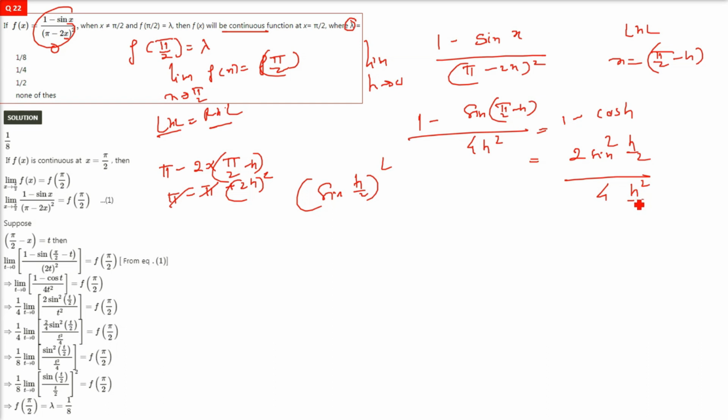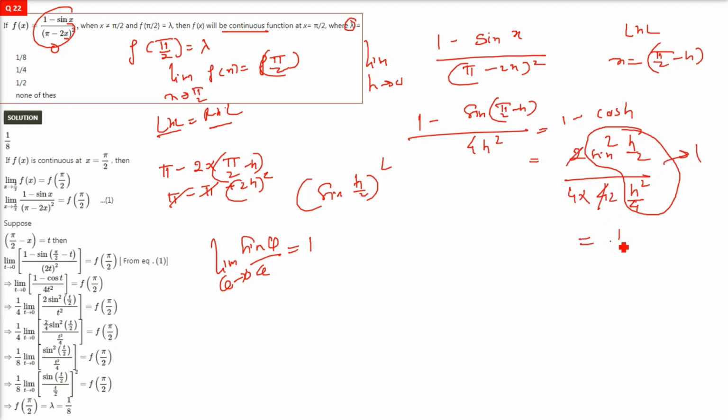Already h square is there, so you have to have a 4 here. And when you introduce a 4, you have to have a 4 extra also in the numerator so that it cancels out. What I am trying to do here is limit sin theta by theta equals 1. So this whole is going to be 1 when you apply the limit. Sin theta by theta, as I just told you, limit theta tends to 0 is 1. So what do you get? 2 by 16, so it is going to be 1 by 8. So f pi by 2, which is essentially equal to lambda. Lambda we have to find out, which is equal to 1 by 8. 1 by 8 is the answer.